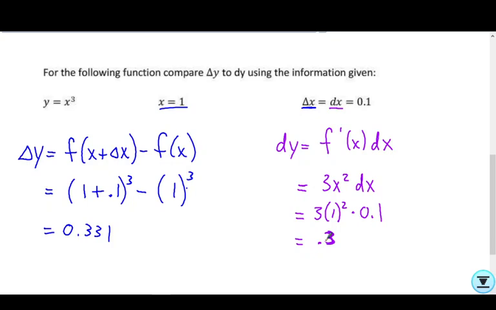Because we know that if we were finding the actual change, y at 1 is this, 1.1 cubed minus 1. This is the change from 1 to 1.1. This is also an approximated change from 1 to 1.1. And that's basically what we're doing. All right? So differentials are really kind of easy. You just have to know the notation and what they're trying to find.